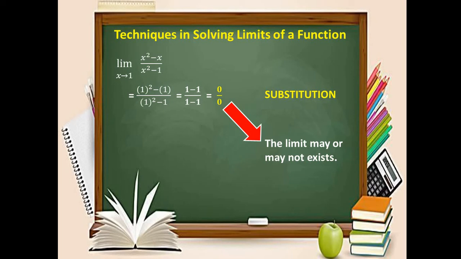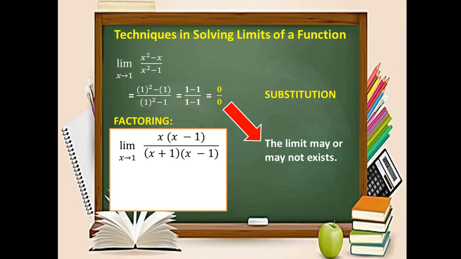So what are we going to do next? We will do factoring. Let's try factoring to see if maybe we can get a solution. Like this one. The limit of (x^2 - x) over (x^2 - 1) as x approaches 1. So for our x^2 - x, let's take out x, then x - 1 will be left inside, over x^2 - 1, which is a difference of squares, so we have (x + 1) times (x - 1) if we are going to factor it out.